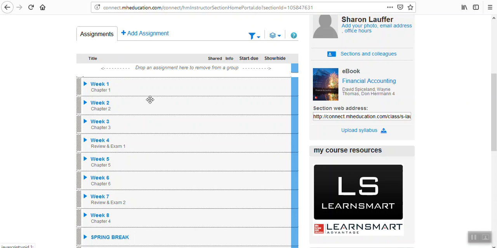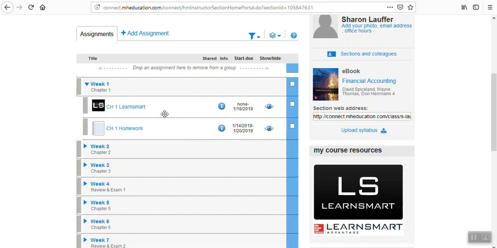So week one, you'll find the homework for chapter one, and in this case there's two assignments. There is a Learn Smart assignment, which is a smart book assignment, and then the homework problems will be listed second. However you log in, you should see two assignments for chapter one, and in general that's going to be the case.